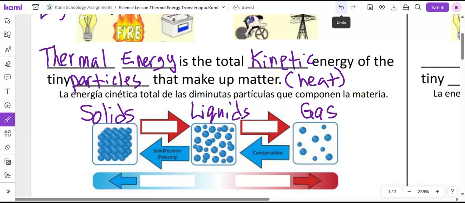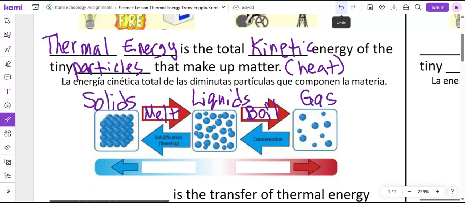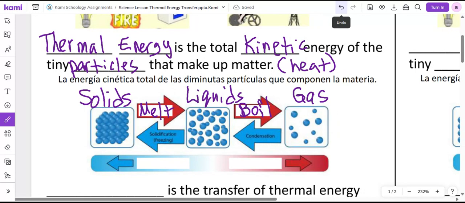Okay. Now, when you're going from a solid to liquid, there's going to be melting. And then when it's going from a liquid to gas, it's going to be boiling. During these different processes, there is a transfer of thermal energy.